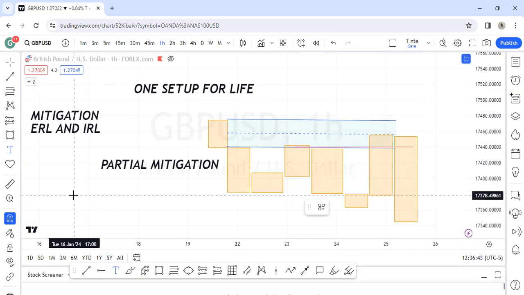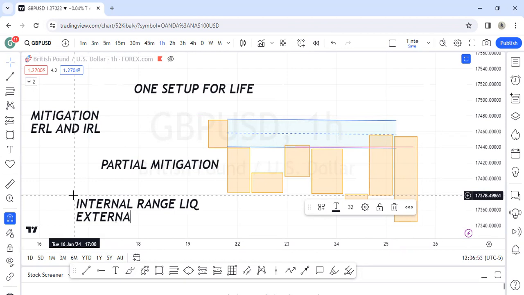IRL. Let me just type it out for you guys. So IRL means internal range liquidity. While the other one is external, right? External range. That's what ERL means. It's external range liquidity. So that is it. You have to understand these two concepts.